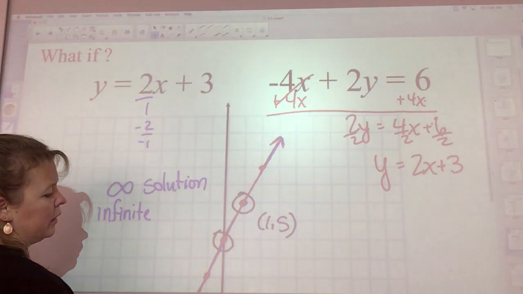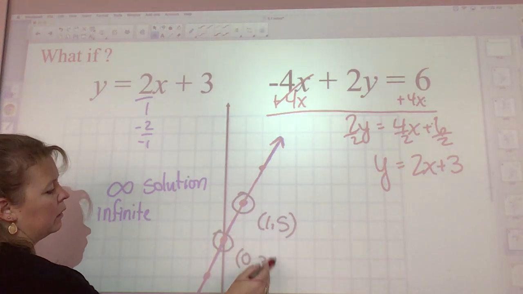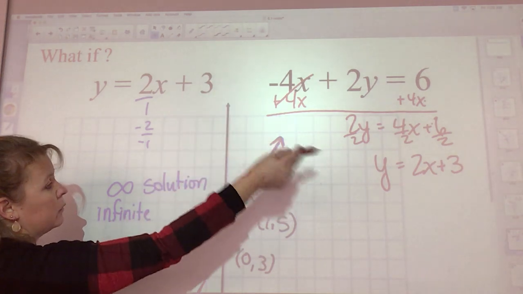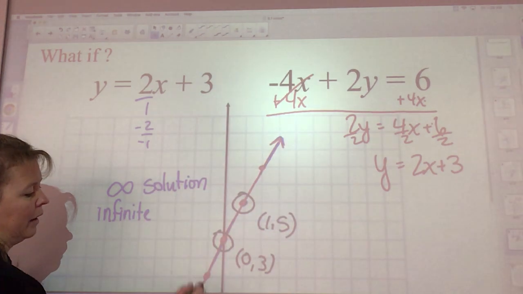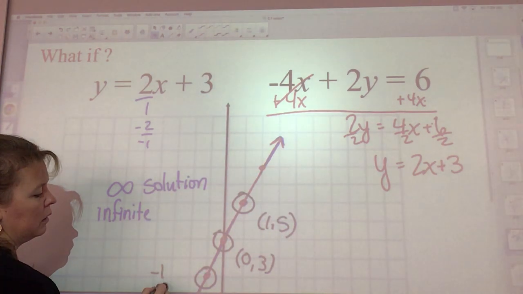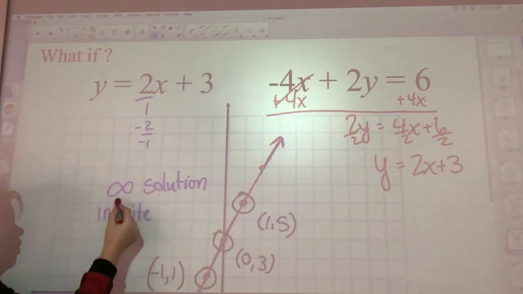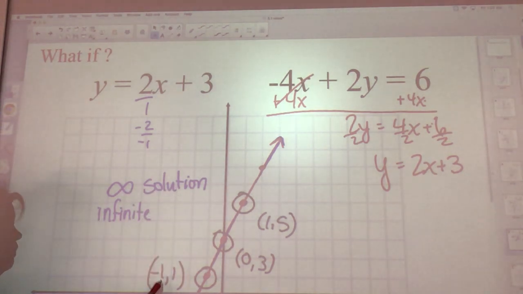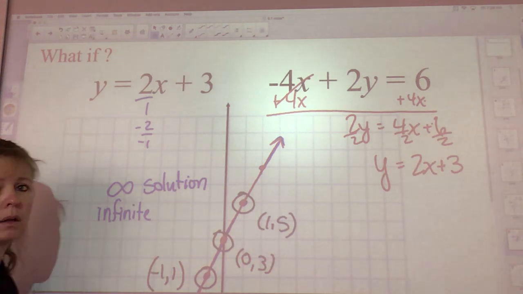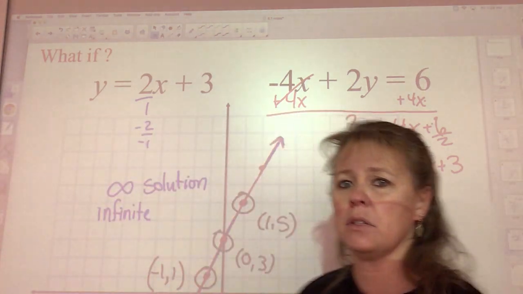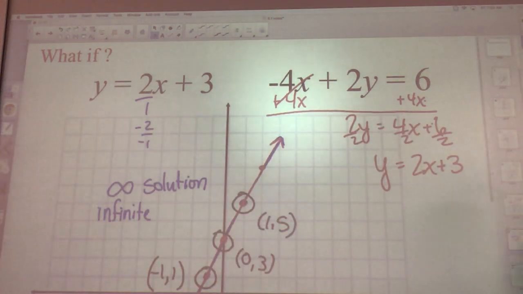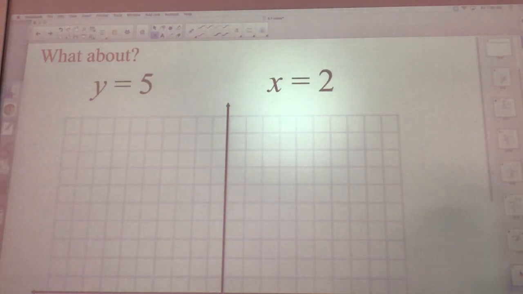I could have picked this point, 0, 3. Plug in 0. 2 times 0 plus 3 is 3. I could have picked this point, negative 1, 1. But instead of picking a whole bunch of different points, we just say it's an infinite solution. They're all going to work. So you got to know the difference in the terminology between when to use no solution and infinite solution.